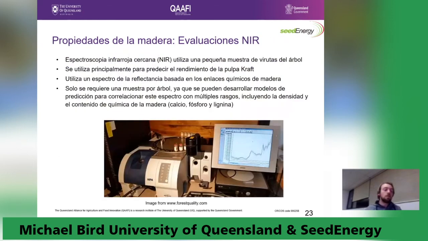NIR uses small wood shaving samples taken from a tree, and for pulpwood traits is primarily used to predict kraft pulp yield, the proportion of wood that can be pulped. One of the benefits of NIR is that multiple traits can be predicted from a single sample, as the spectra recorded can be used for prediction models of traits, including density, as already mentioned, but also wood chemistry content such as calcium, phosphorus, and lignin.